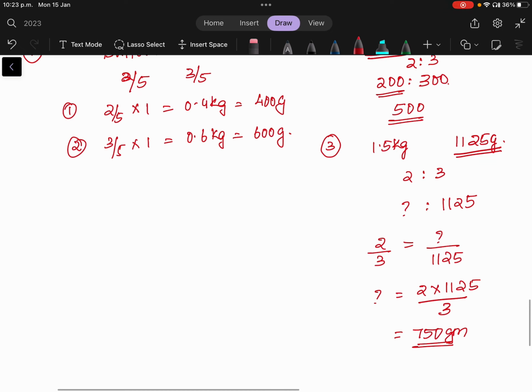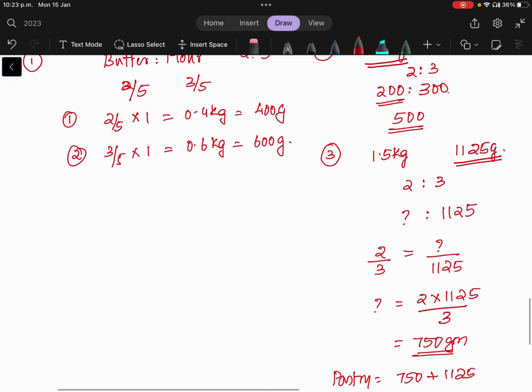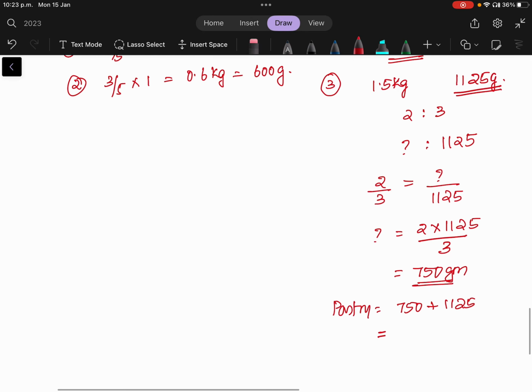So this is 750 gram. The pastry mix will be this 750 gram of butter plus 1125 gram of flour, which will be the total pastry mix she will be having. So that will be 1875 gram.